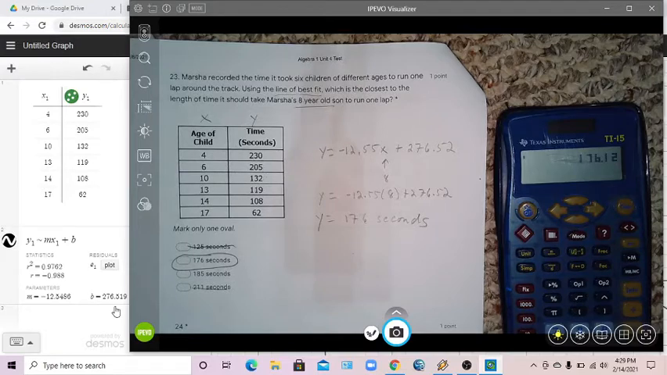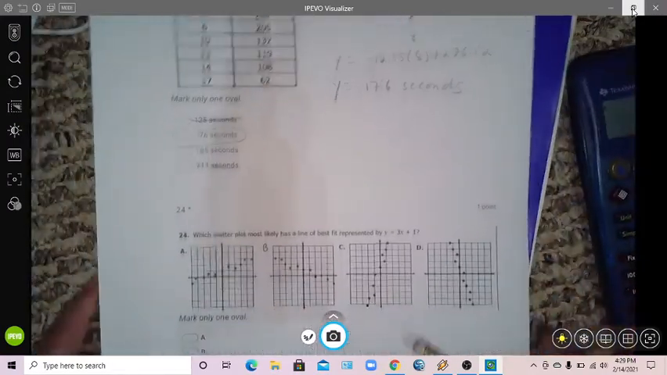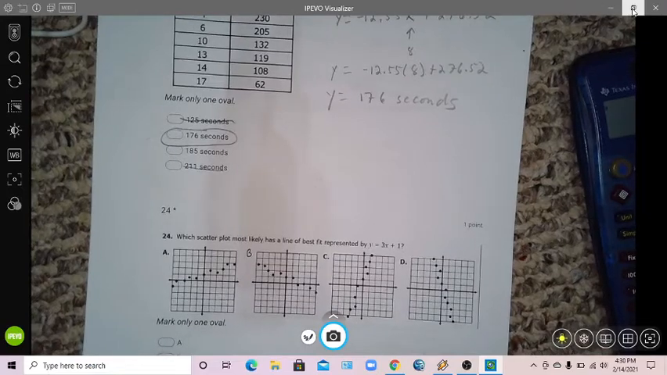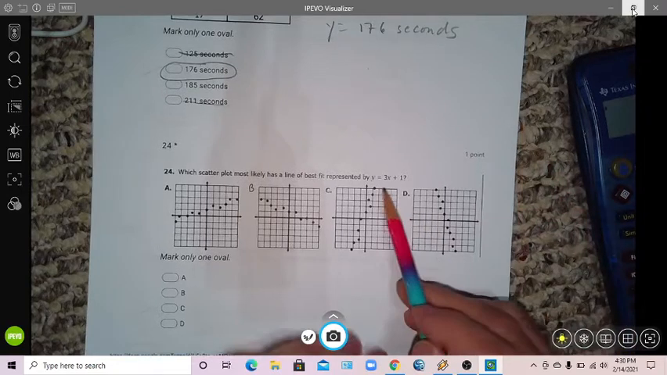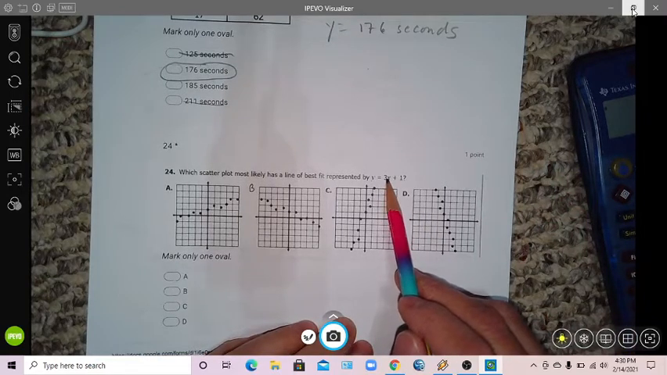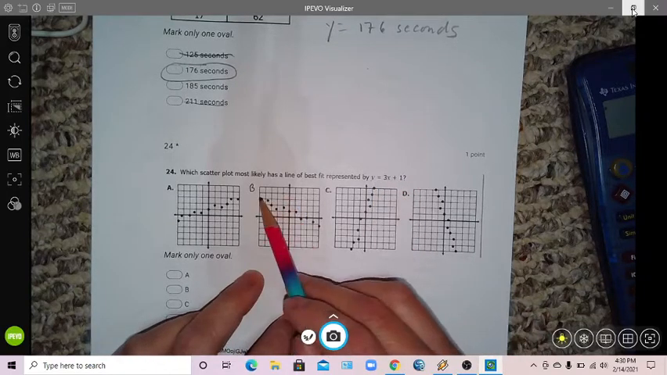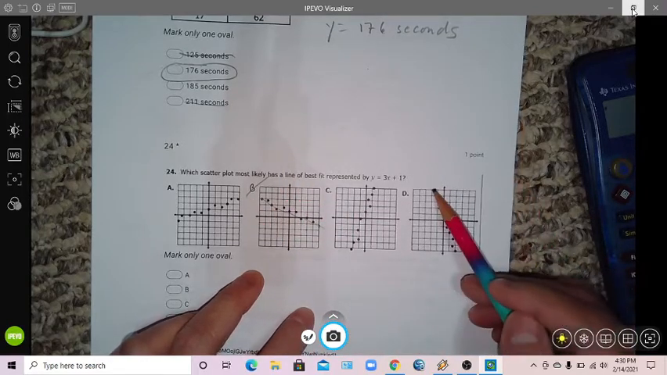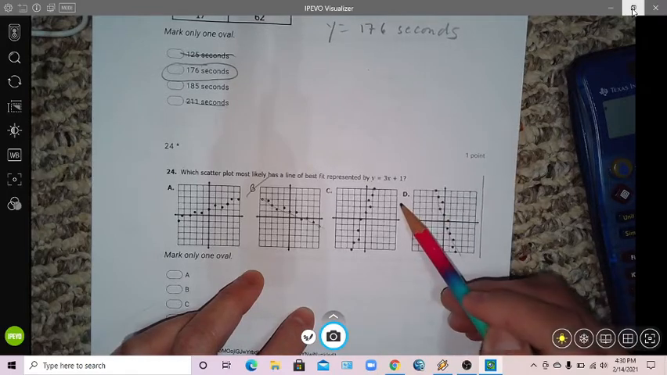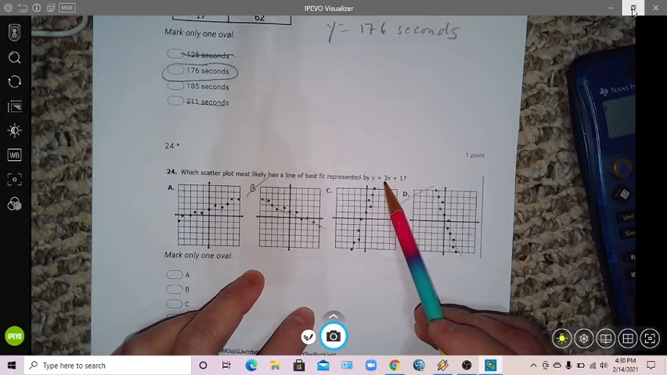Okay. Number 24. Let's go ahead and look at 24. For number 24, which scatter plot is most likely to represent y equals 3x plus 1? Well, the slope is a positive 3. So left to right, the line should be going up. You look at B, if I draw my line of best fit, it's going down. It's not B, and also D, it's also going down, right? So we're down to A and C. We need a line that's left to right going up.